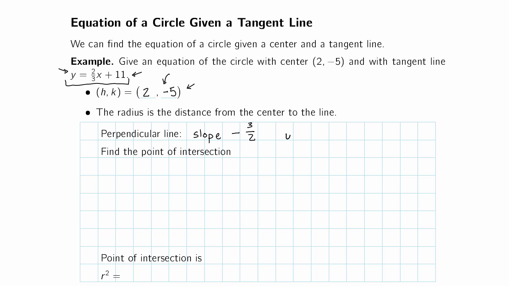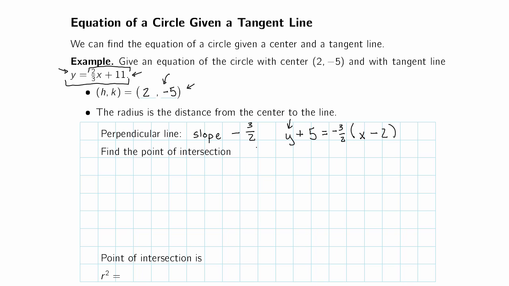And so its equation will be y minus -5, which is y plus 5, equals -3/2 times (x minus 2), because we'd like it to go through the center in order to be able to tell us how far the center is away from our line. Okay, so to find the point where they intersect, we solve the system. Substitution is the easiest way. We replace this y by this expression that's equal to y.